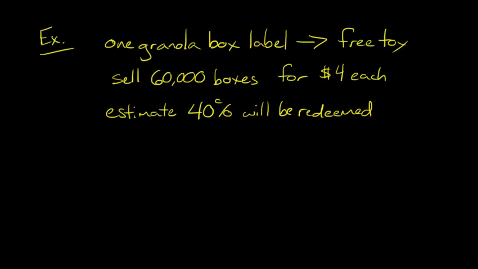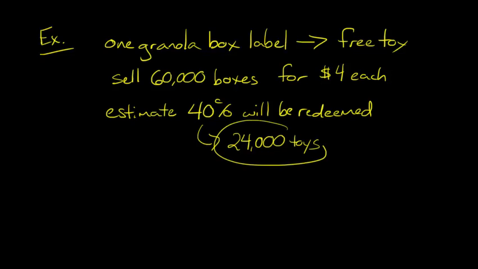So when you sell 60,000 boxes, not everyone is going to redeem it, and so they come out and say, well, we think it's going to be 40%. And so 40% redeemed. Well, what does this mean? Well, if we multiply 40% times 60,000 boxes, that's going to give us 24,000 toys. So that's the amount of toys that we estimate when we make these sales. We're estimating, okay, at some point we're going to have to give out 24,000 toys.